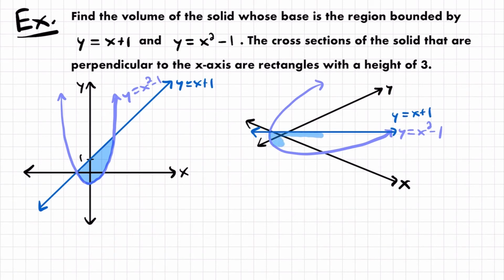Okay, so this will be our shaded region that represents the base of our solid. And so if our cross sections that are perpendicular to the x-axis are rectangles with a height of 3, here is what those cross sections would look like.